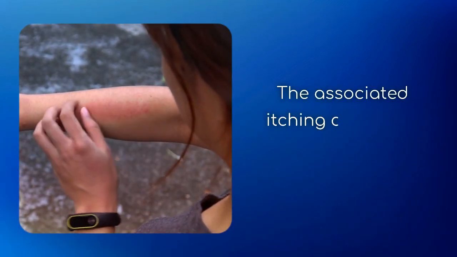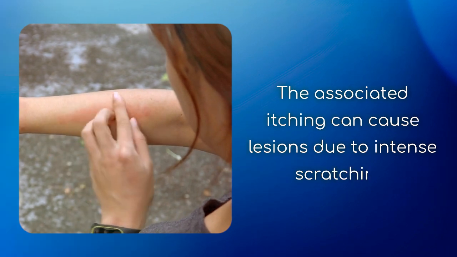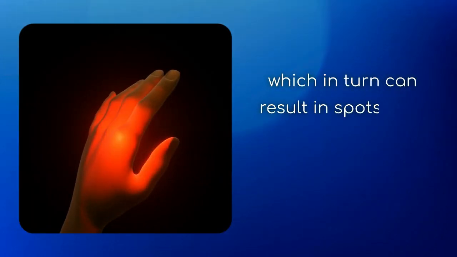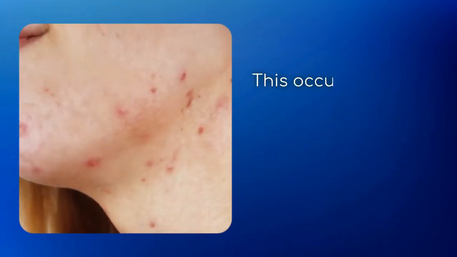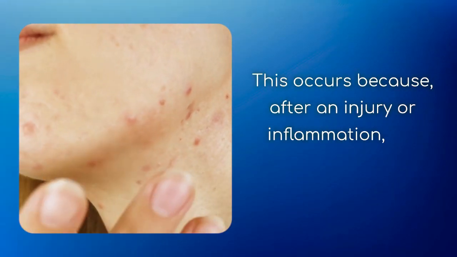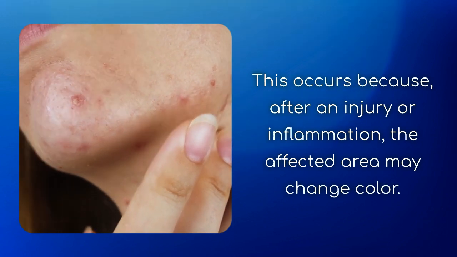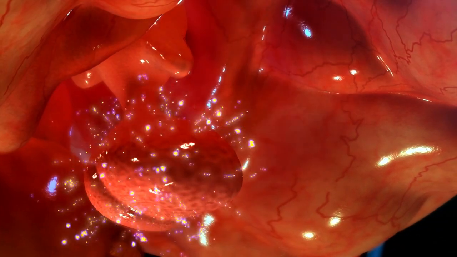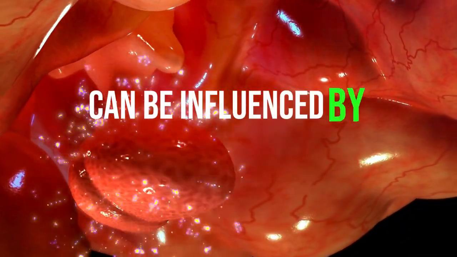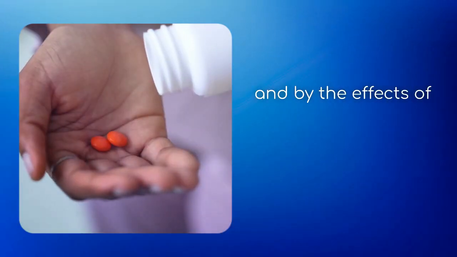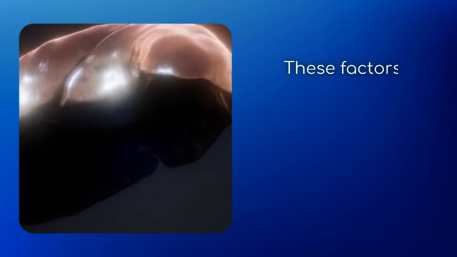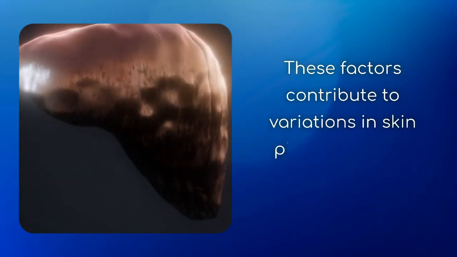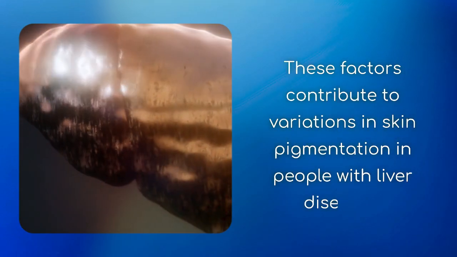The associated itching can cause lesions due to intense scratching, which in turn can result in spots from scars or post-inflammatory hyperpigmentation. This occurs because, after an injury or inflammation, the affected area may change color. Furthermore, hyperpigmentation can be influenced by hormonal deregulation and by the effects of some medications used in the treatment of liver diseases. These factors contribute to variations in skin pigmentation in people with liver diseases. Sixth sign, tanned skin.